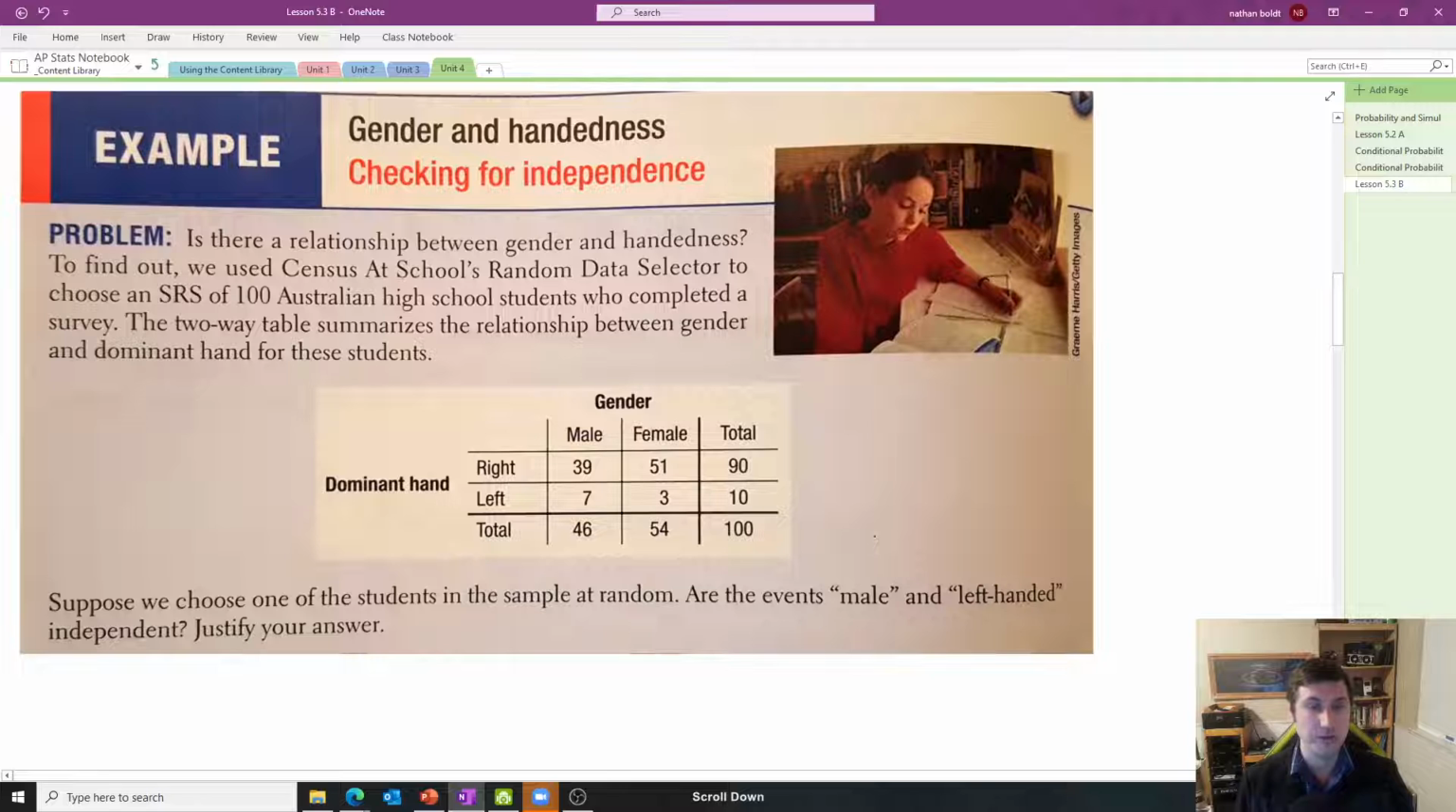All right, so here is a good example. I'd recommend that you pause the video here, read this, try it out yourself, and then I will get the answer up once you are done. So pause the video, do it.